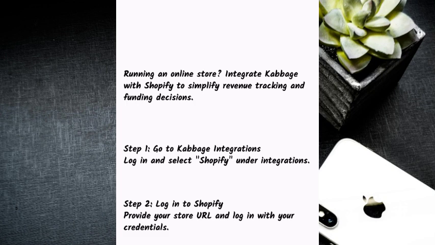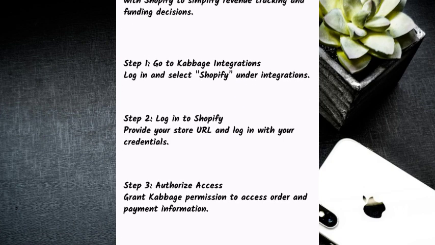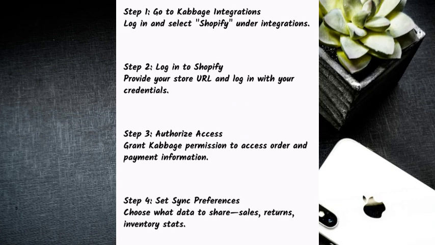Now you gotta log in and select Shopify under integrations. So log in on Kabbage.com with your credentials, and once you're logged in, select Shopify, that's under integrations. Step 2, log into Shopify. Now you're gonna need to provide your store URL and log in with your credentials. Step 3, authorize access. Now you want to grant Kabbage permission to access order and payment information.